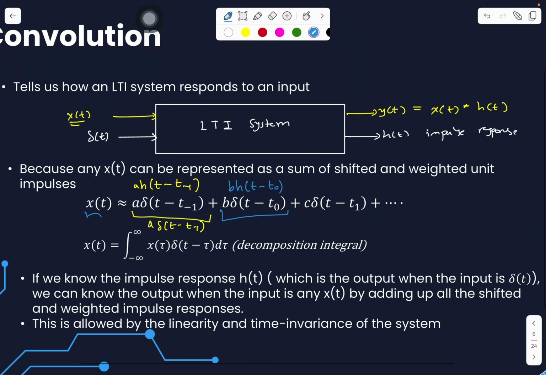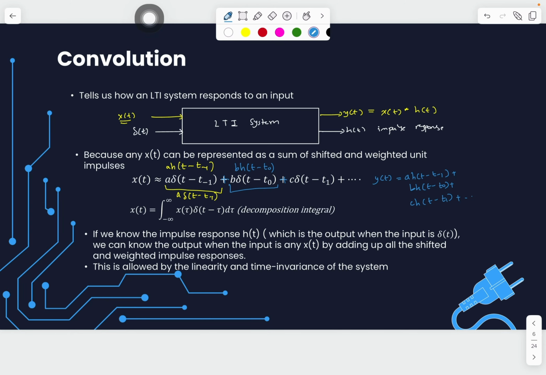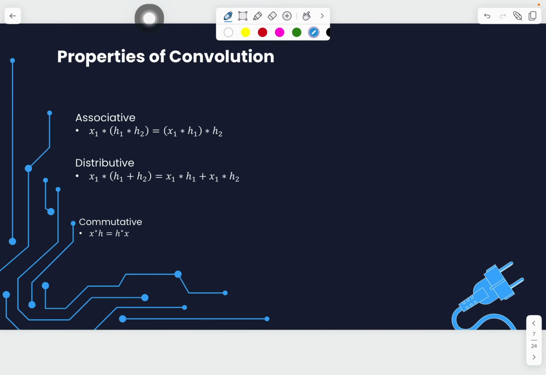And then if we input x of t as a whole, as a sum of all of these, then we can expect the output y of t to be a sum of shifted and weighted impulse responses. So it's going to be a h t minus t negative 1 plus b h t minus t naught plus c h t minus t1, and so on. So these are the properties of convolution. It's associative, distributive, and commutative, and they make solving problems easier, especially when the systems are in cascade. We will see later in an example.